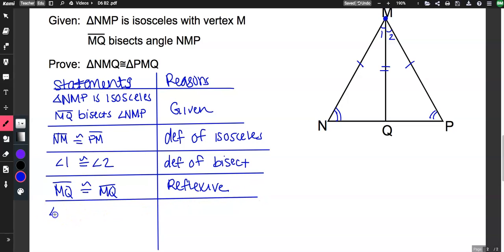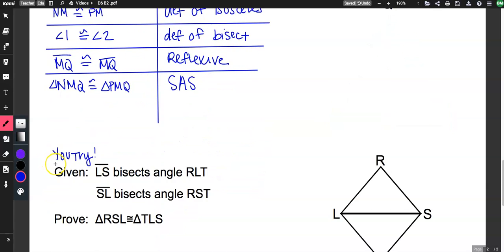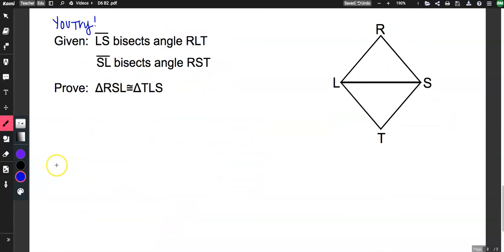So now I have triangle NMQ congruent to triangle PMQ, and my reasoning, because I'm using the reflexive, would be side, angle, side. Okay, so make sure you're using the correct statement based on what you've said previously. Okay, so you have one to try on your own. See if you can do this. One's very similar to the other ones we've done. Labeling your picture is really, really helpful, so make sure you're doing that as you start to build your proof.